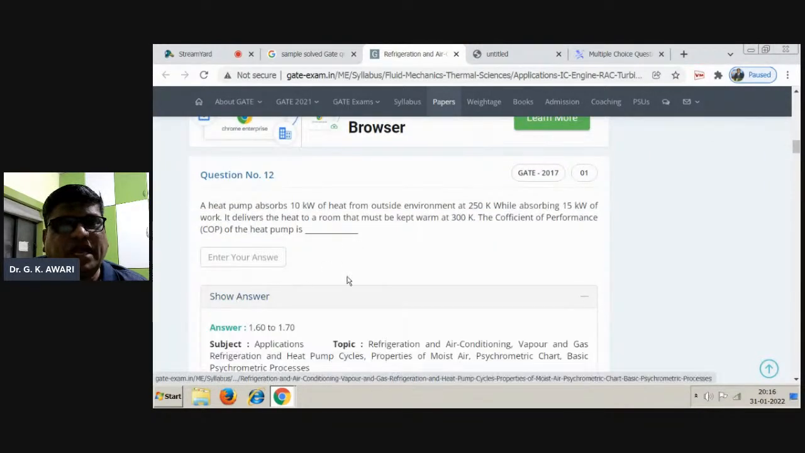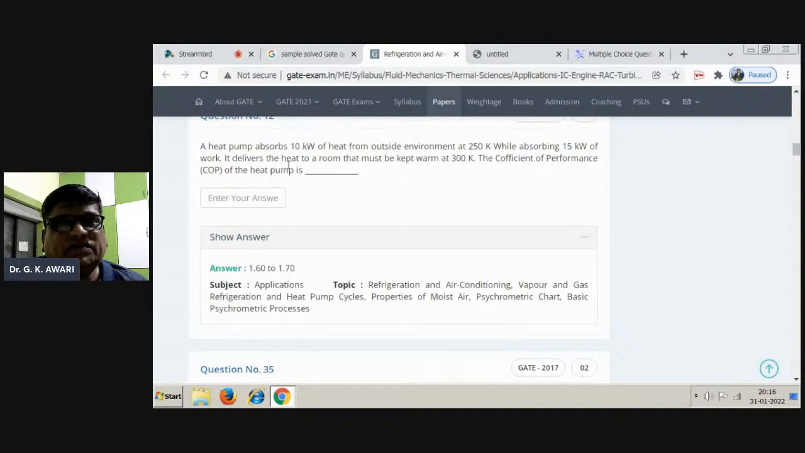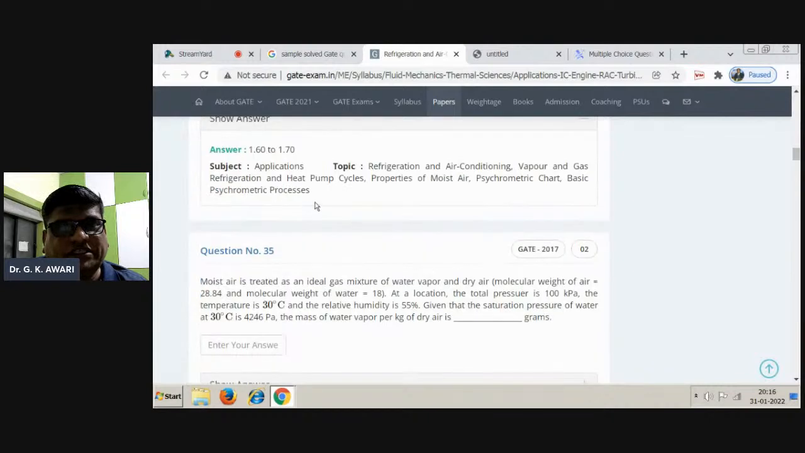Then a heat pump absorbs 10 kilowatt of heat from the outside environment at 250 Kelvin while absorbing 50 kilowatt of work. It delivers the heat to a room that must be kept warm at 300 Kelvin. The coefficient of performance of the heat pump, the COP, you have to calculate.